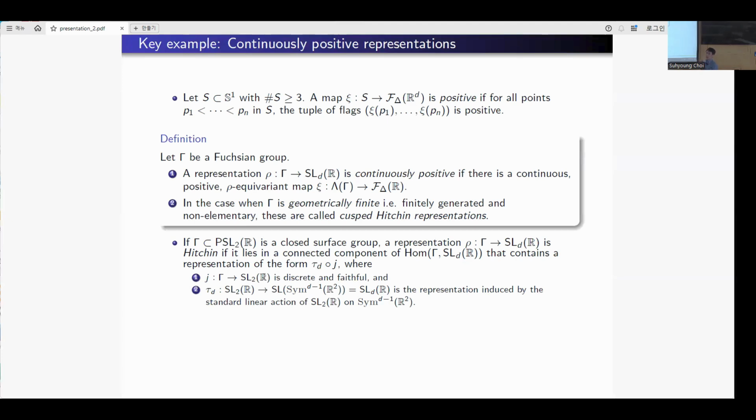And you have a natural SL2R action on that, where you just act on every piece of your basis vector. That's a linear action, so that gives you a representation from SL2R to SLDR.